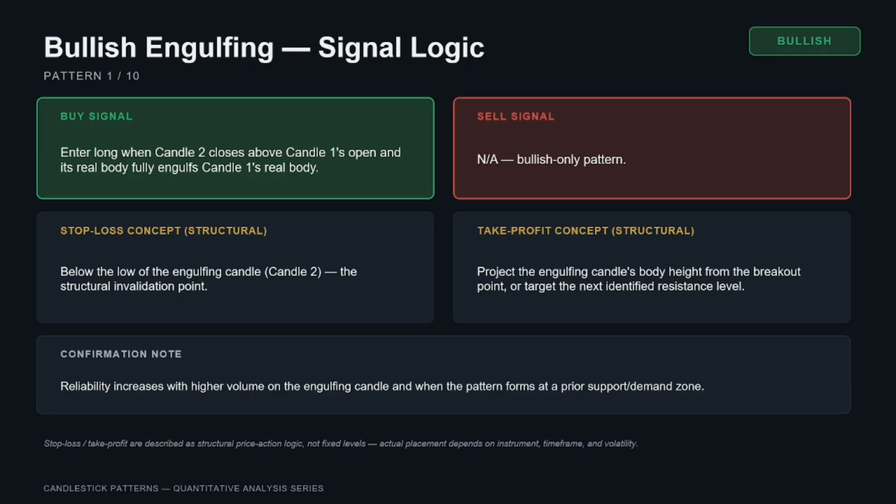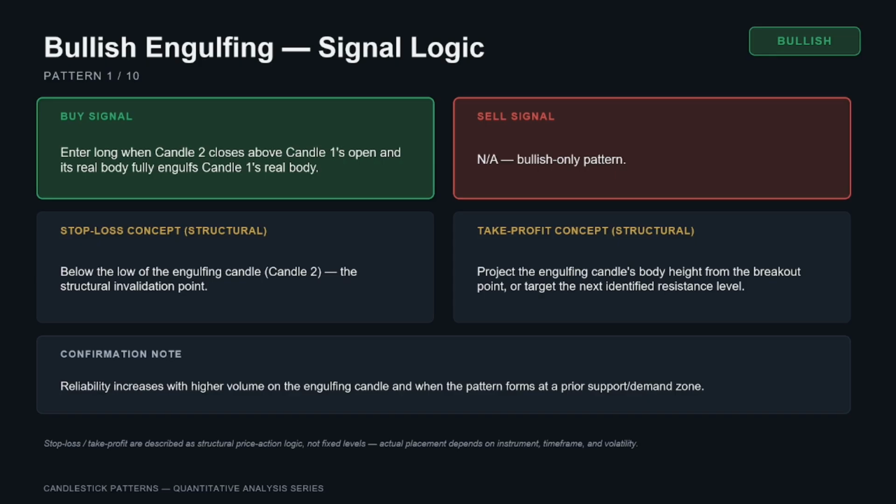Signal logic: enter long when candle 2 closes above candle 1's open and its real body fully engulfs candle 1's real body. Stop loss concept: below the low of the engulfing candle, the structural invalidation point. Take profit concept: project the engulfing candle's body height from the breakout point or target the next identified resistance level. Confirmation note: reliability increases with higher volume on the engulfing candle and when the pattern forms at the prior support zone.